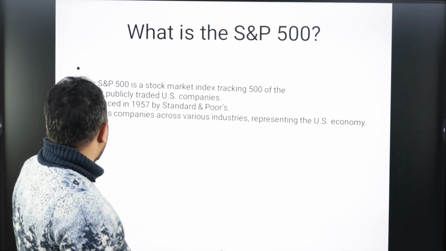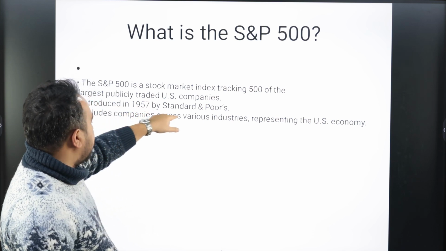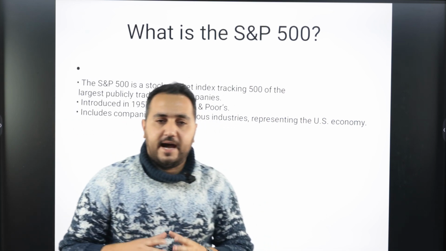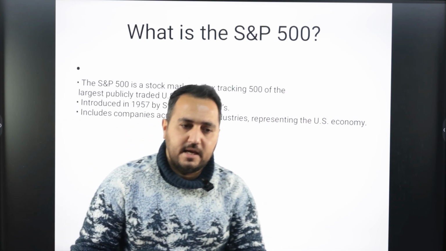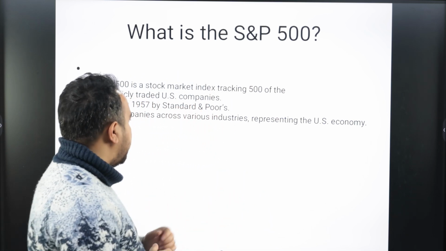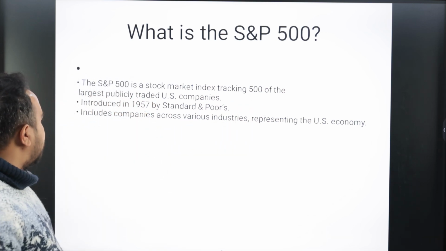As I said, it was introduced in 1957 by Standard & Poor's. Actually, it started in 1923 as a small group of companies, but later on, the first index as we see it now, with 500, started in 1975.